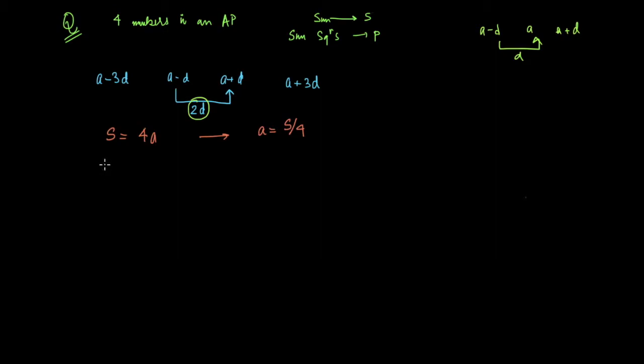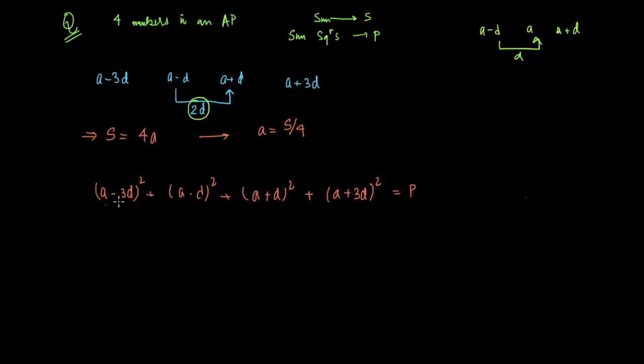Now, that's the first relation, and now for the sum of the squares, what we can do is we can simply take the squares. So that's a minus 3d square added to a minus d square added to a plus d square, and that can be added to a plus 3d square. And that is given as p. Now, this is not the product. This is the sum of squares, all right? So I'm just calling it p just for convenience.